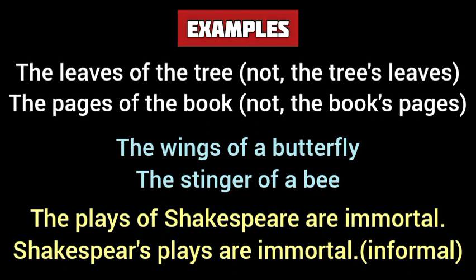Of is also preferred for little creatures, like the wings of a butterfly, the stinger of a bee. Here the use of the possessive s would also make sense though. The use of of for human beings sometimes denotes a formal tone. The plays of Shakespeare are immortal sounds formal, but Shakespeare's plays are immortal is an informal statement.